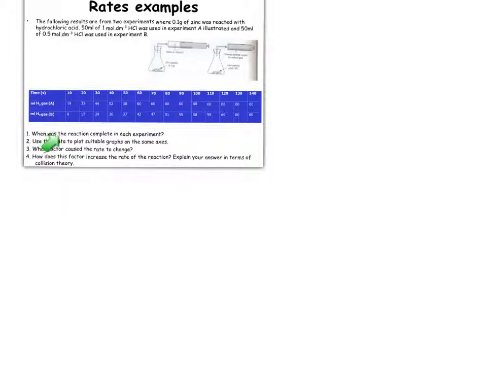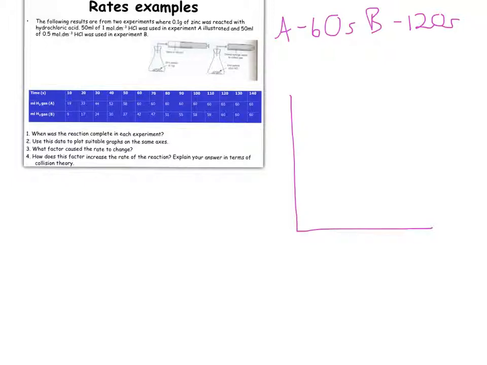So, firstly, when was the reaction complete in each experiment? In experiment A, it was complete after 60 seconds, whilst in B, you needed 120 seconds. Then it asks you to use the data to plot a suitable graph on the same set of axes. So first we label our axes. We're going to put time, because it's independent. I choose the time each time in seconds.